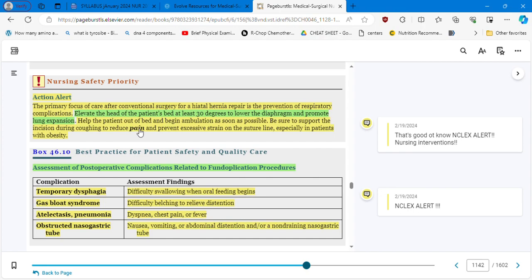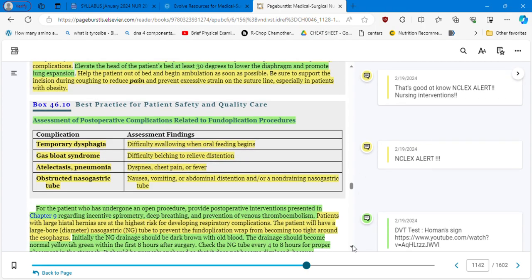Help the patient out of bed and begin ambulation as soon as possible. Be sure to support the incision during coughing to reduce pain and prevent excessive strain on the suture line, especially in patients with obesity.